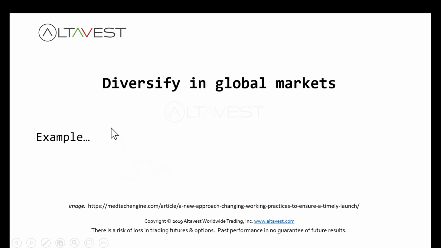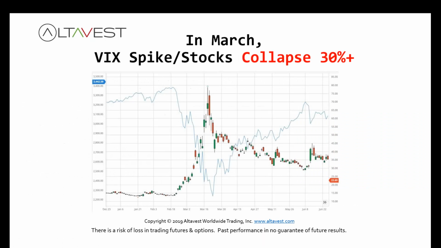Now, how would you diversify among global markets? Well, let me point out something here. I'm going to show you this in the demo. Here's a graph of the VIX and the S&P 500 back in March. As you know, the S&P dropped about 30%. NASDAQ was even a little more than that. And here's the VIX, or the fear index, and essentially it's a measure of exposure and interest in put options on the CBOE.